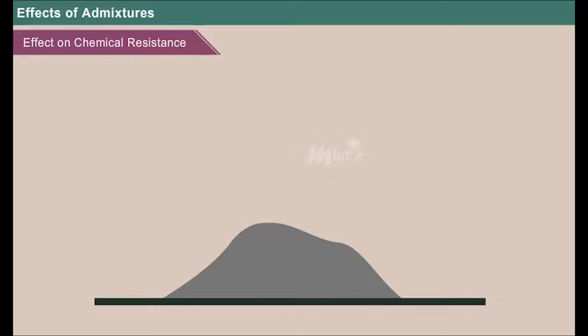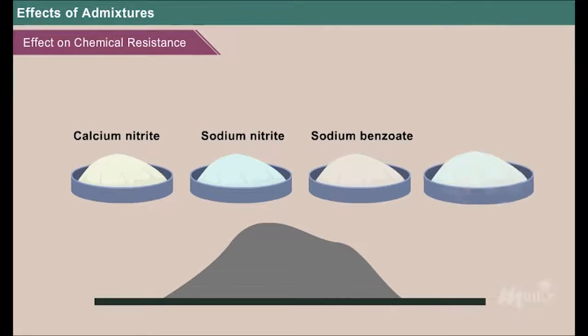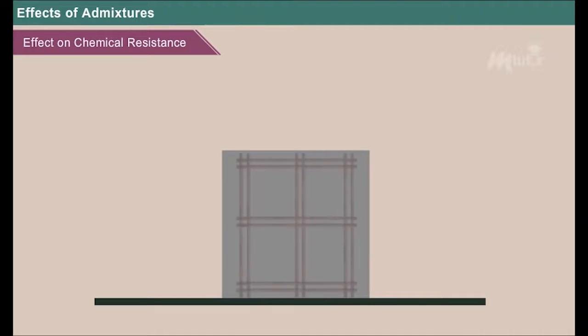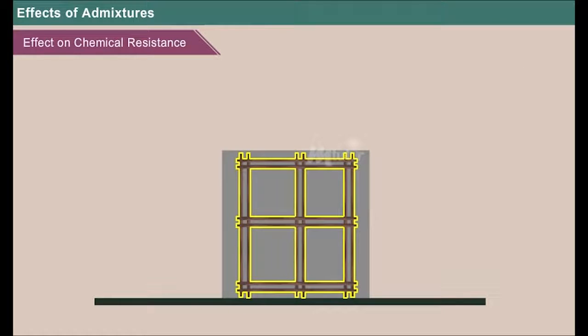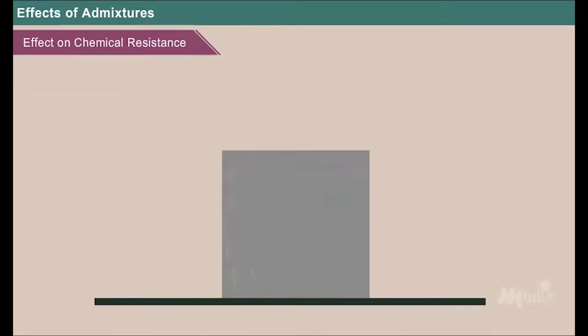Effect on chemical resistance. Calcium nitrite, sodium nitrite, sodium benzoate, and fluorosilicates are the corrosion-inhibiting admixtures used in reducing the corrosion of reinforcing steel in concrete. By adding fly ash to the concrete, we can prevent the sulfate attack to a greater extent.